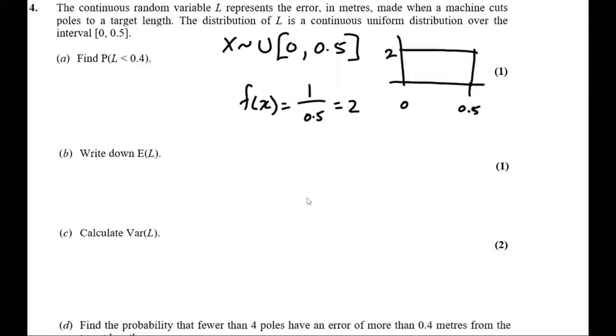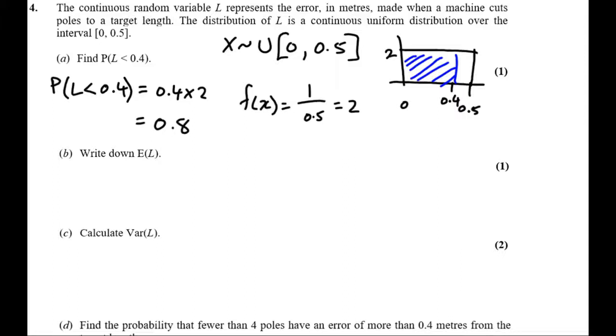Probability that L is less than 0.4. 0.4 being somewhere close to here. Quick shade. This is the area that I'm looking for. The probability that L is less than 0.4 is going to be represented by that shaded area, which is a rectangle of width 0.4 and of height 2. Probability 0.8.